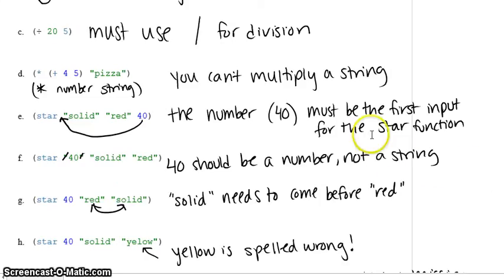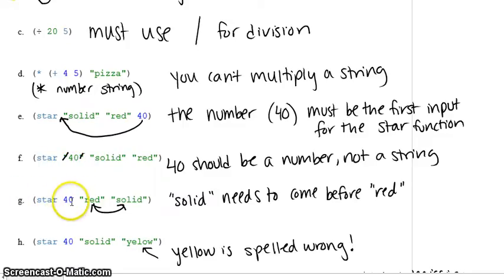Here are the answers for C through H. Letter C was using the wrong symbol for division. Letter D, we were multiplying a number and a string, which you can't do. You can't multiply a string. In letter E, it looks correct until you realize that the number that's used as an input, which in this case is 40, is in the wrong spot. The 40 is supposed to be the first input. Letter F, the 40 was written as a string between quotation marks, but it's actually supposed to just be a number.